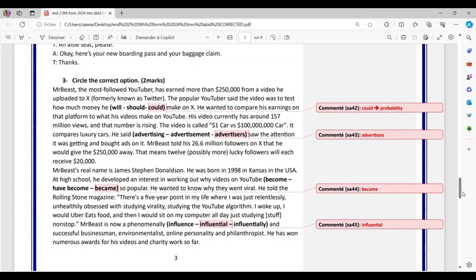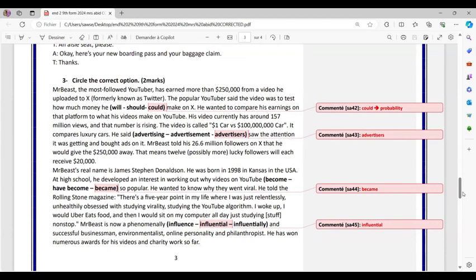Now, I cannot use will here because the action happened in the past. So if it were in the future, I should use would, but it doesn't exist here. It's not should here because it's not advice. It's could simply because it's expressing probability. He wanted to compare his earnings on that platform to what his videos make on YouTube. His video currently has around 157 million views, and that number is rising.